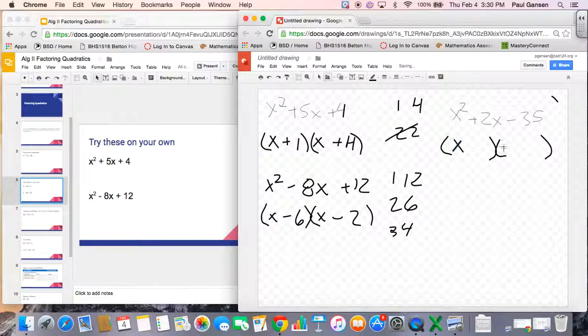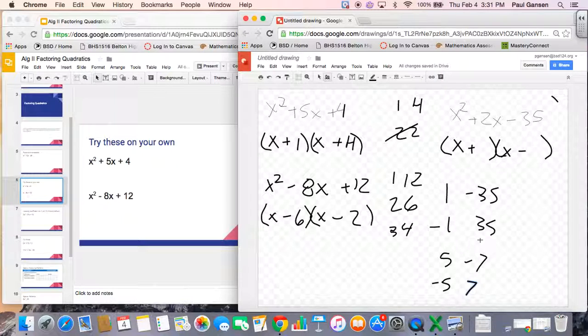Again, put x and x down. Now what we have here is this minus symbol. This minus symbol tells us we're going to have a plus here and a minus here. Now what we're looking for is factors of negative 35 that, when we add together, give us a plus 2. There aren't a whole lot of factors of 35. We have 1 and negative 35, negative 1 and positive 35, 5 and negative 7, or negative 5 and 7. Which of these, when we add them together, are going to give us 2x? That's going to be a plus 7 and a minus 5. And that, again, has been factored.